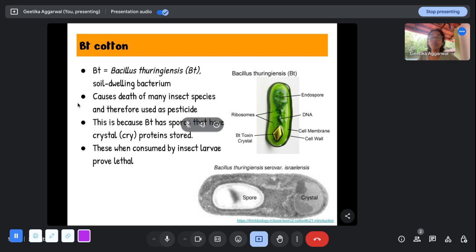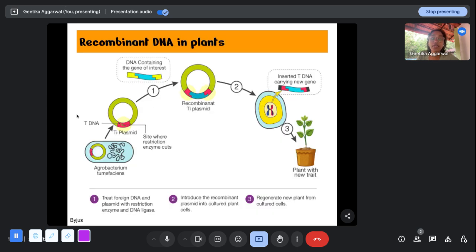Then researchers moved forward and they said, okay, we can actually just introduce the gene for this toxicity, for the Bt toxin. We can actually just introduce this gene into the plant, and then we don't need to spray the plant with the pesticide because the plant itself will have the toxin. So then what happened is, they carried out this recombinant DNA technology, which can be done in plants. So for this, what you need to be aware of is this bacteria called Agrobacterium tumefaciens. Agrobacterium tumefaciens is actually a bacteria which causes galls, which causes this crown gall formation in plants.